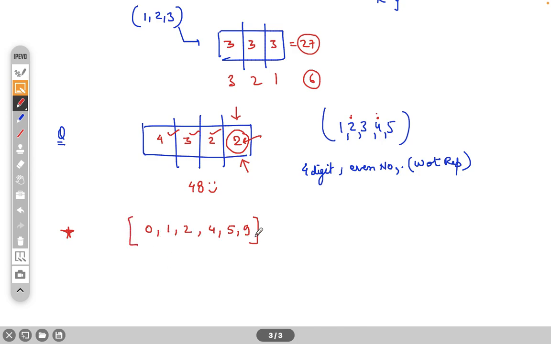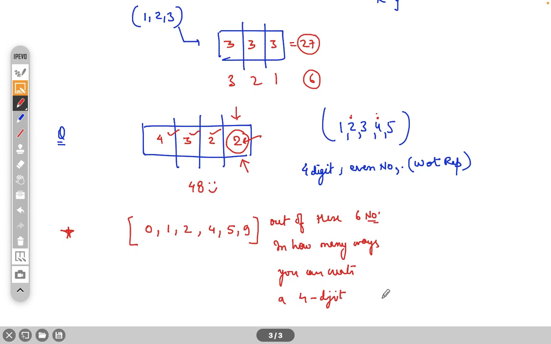Out of these 6 numbers, in how many ways can you create a 4-digit even number? No repetition.